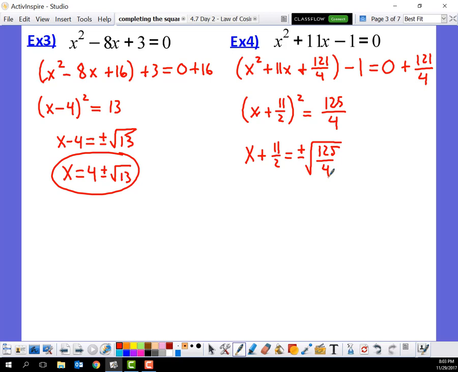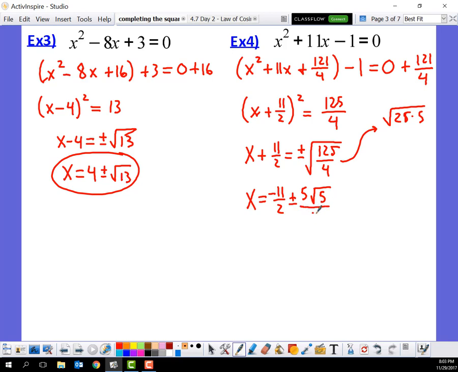Now hopefully you were able to simplify the square root of 125 over 4. We get x equals, if we subtract the 11 halves to the other side, plus or minus the square root of 125. Now 125 is not a perfect square, but it has a factor that is a perfect square. We can think of 125, I'll write it out here to the side, as 25 times 5. If we think of that as 25 times 5, this 25 comes out of the radical as a 5, and there's a square root of 5 left on the inside.